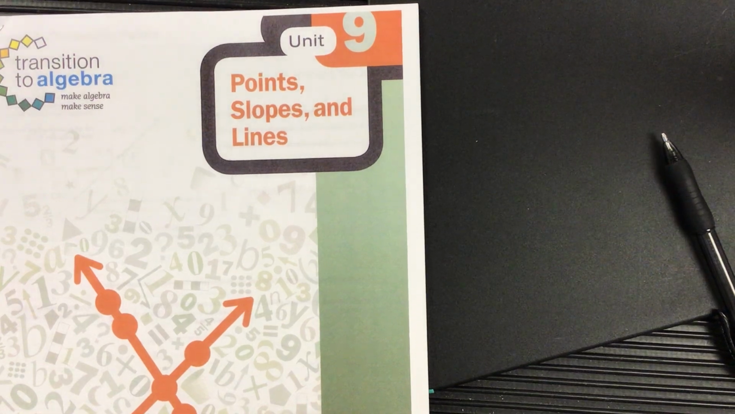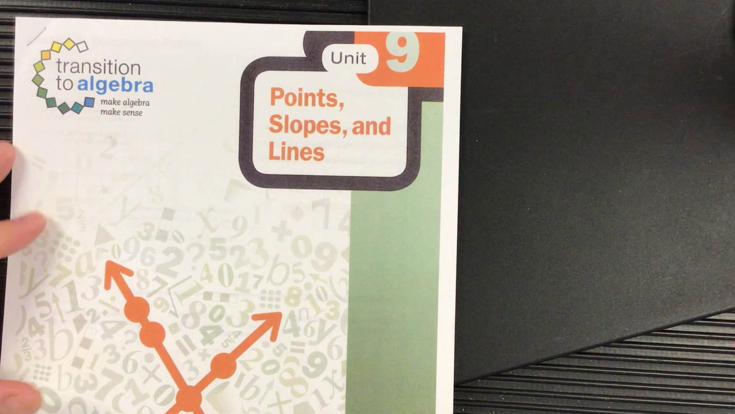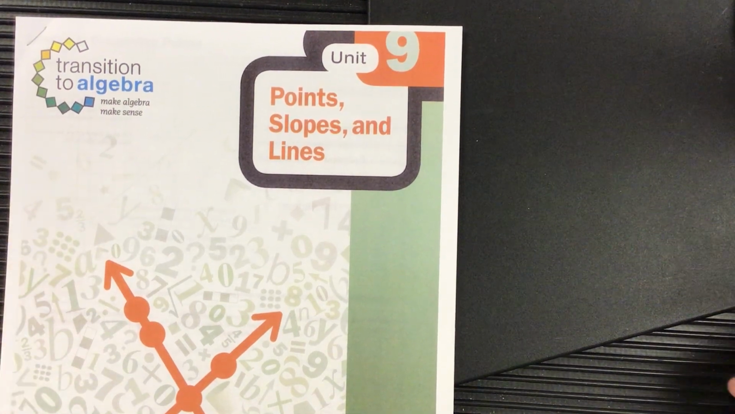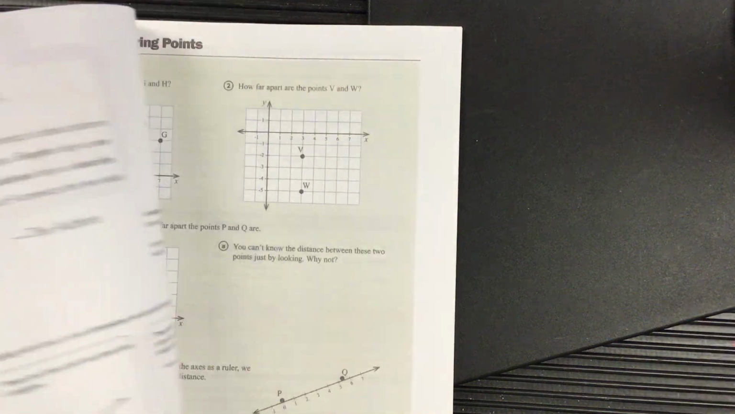So Unit 9: points, slopes, and lines. Points are pretty self-explanatory. Slope, hopefully that's a term you've heard in the past, and then lines, and then equations that come from them. Next page.